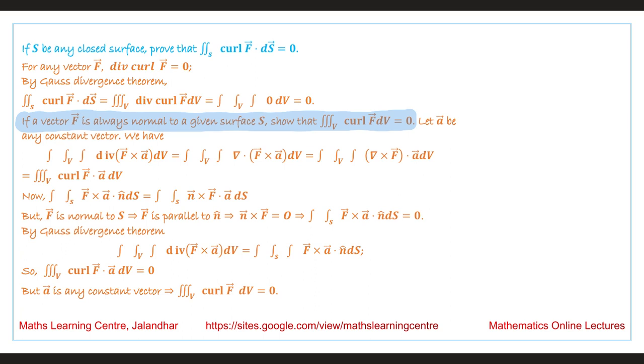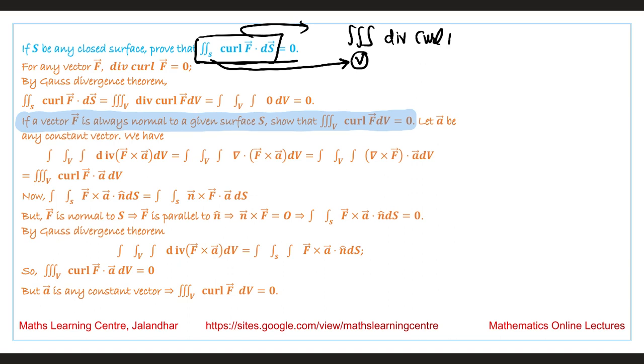Next, if S is any closed surface, we have to prove that the double integral of curl of f vector dot ds is equal to 0. By the Gauss divergence theorem, we write this as equal to the triple integral over the volume V, where V is the volume enclosed by this surface, of divergence of curl of f vector dv. And we know that the divergence of curl of f vector is equal to 0. So this value comes out to be equal to 0.